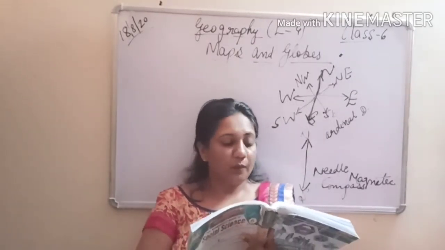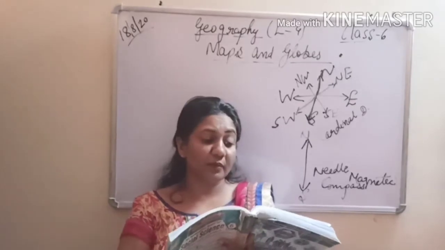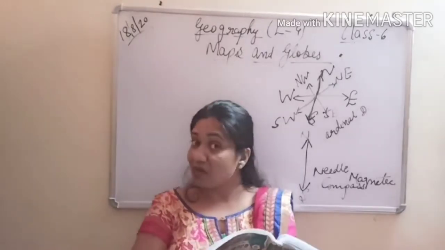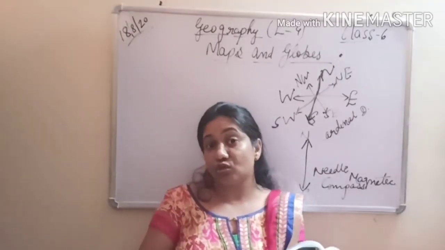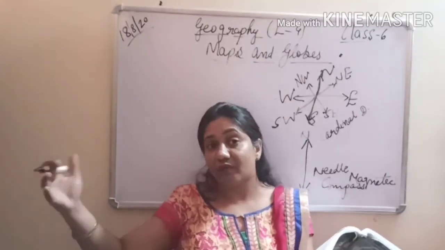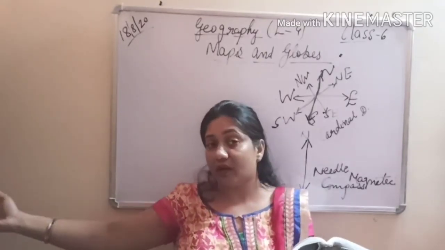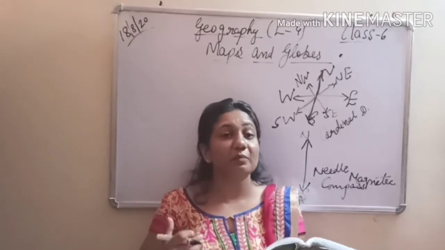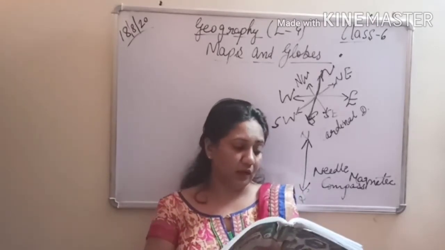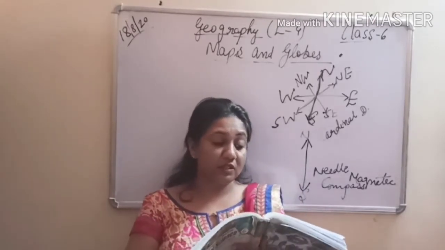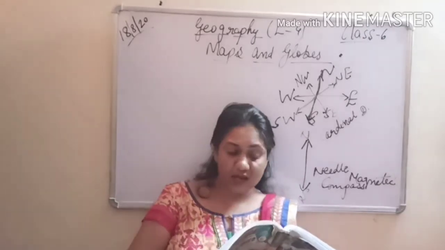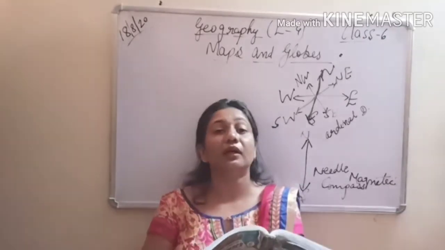But we have to show a lot of information of a large area on a very small scale in a map, and then we need to show the countries, the rivers, from where it starts flowing and where it ends. So this is not possible basically. So how do we do that? In order to solve this problem, different colors, symbols, signs, letters are used to show the information.